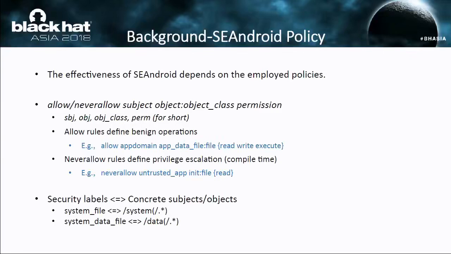And the following is the security object. The subject and object can map to concrete subjects and objects, such as in the file context. As we see, the context information describes the mappings, the relationship between the concrete subject or object and the labels. For example, system file means the files under the directory /system.